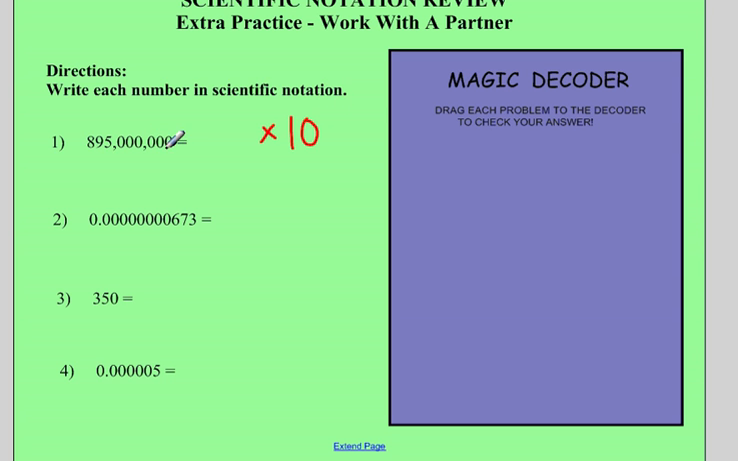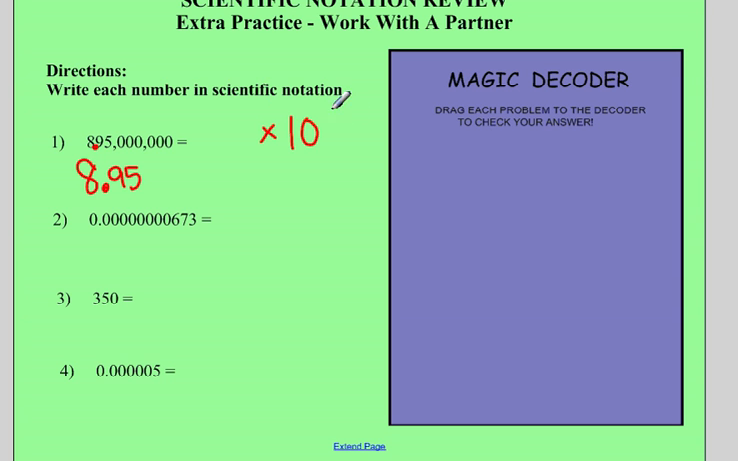I have to put my decimal in here somewhere. If I put the decimal here, I've made the number 895,000. I know that's not right because I'm looking to make a number that's between 1 and 10. Where is the only place that I can put the decimal? Right here, between the 8 and the 9 and the 5. 8.95. Now there's a bunch of zeros back here. There's as many as I need there to be.